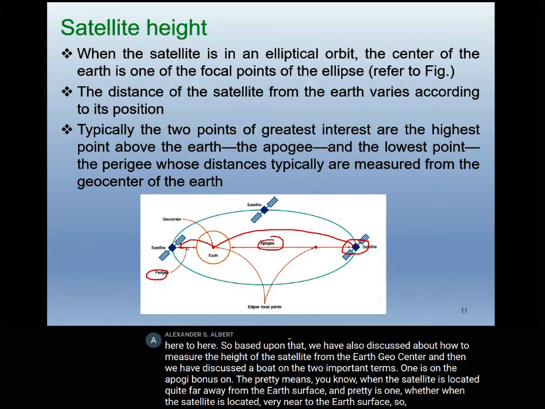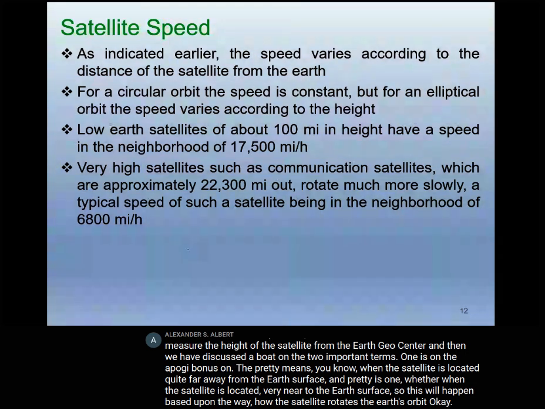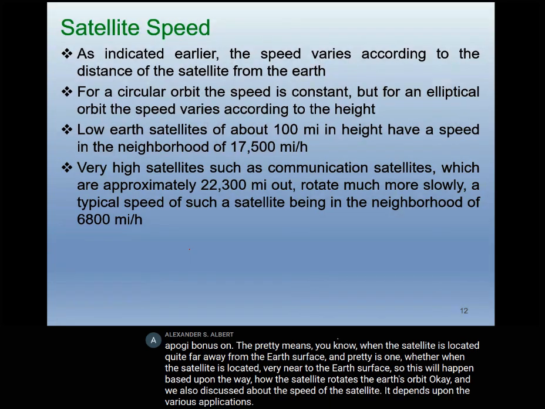So this will happen based upon the way the satellite rotates in the Earth's orbit. Okay, and we also discussed the speed of the satellite. It depends upon the various applications. So with a very high satellite, it is about 22,300 miles out.